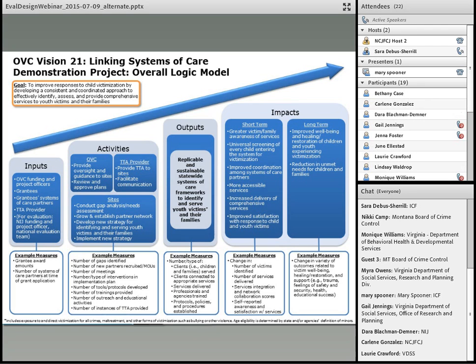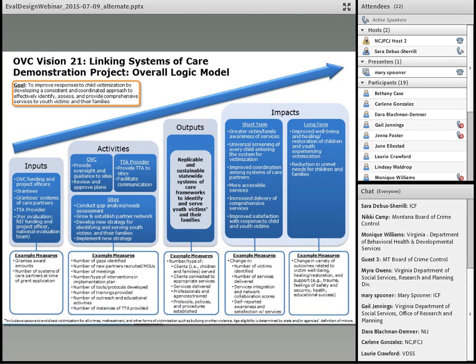This is the established goal based on our conversations and review of materials from OVC. So to improve responses to child victimization by developing a consistent and coordinated approach to effectively identify, assess, and provide comprehensive services to youth victims and their families. And then below this, if you follow the arrow, these show different pieces of the program.